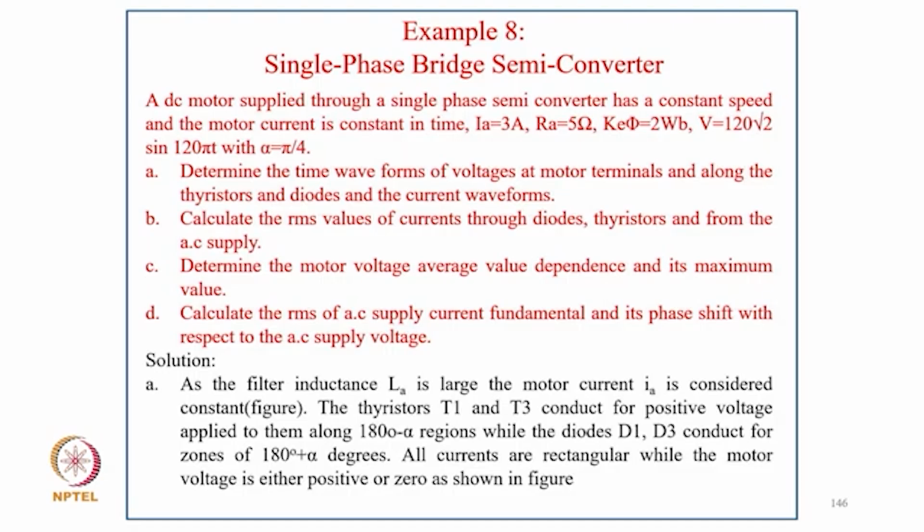A DC motor supplied through a single phase semi converter has a constant speed and the motor current is constant. So I equal to 3 ampere, R equal to 5 ohm, K lambda P equal to 2 Weber, and V equal to 120 into root 2 sin 120 pi t, and with alpha equal to pi by 4, determine the time waveform for voltage at the motor terminal along with the thyristor and diode, and the current waveform.